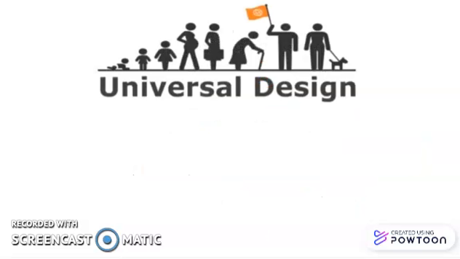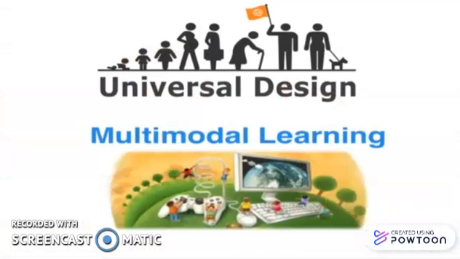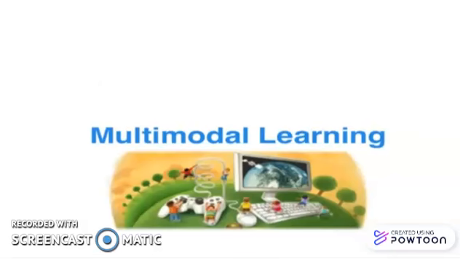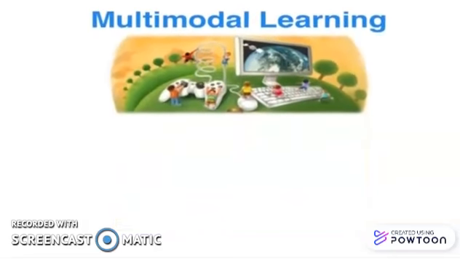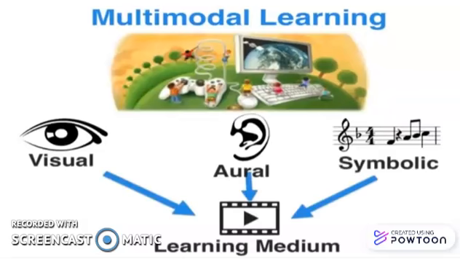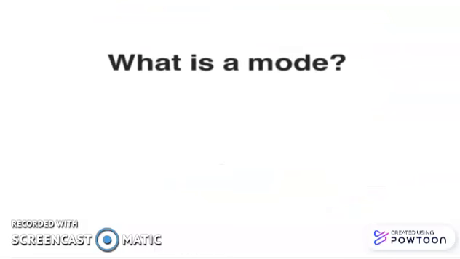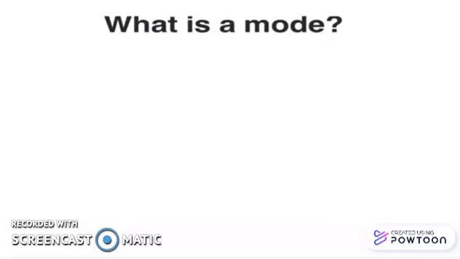of multimodal learning. One aspect of the second principle of universal design is that information is presented in multiple and often simultaneous ways. This is referred to as multimodal learning, which says if multiple learning modes are effectively used together, the learner will gain a better understanding of the concept. So what is a mode? Anything that communicates meaning is called a mode.